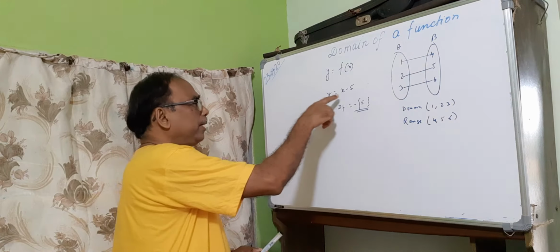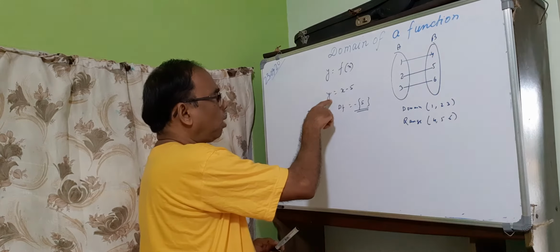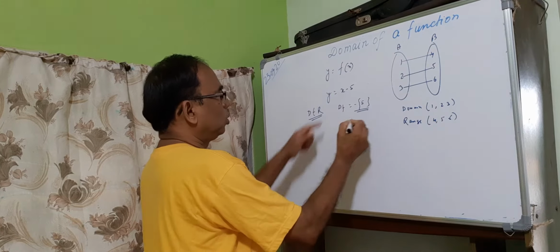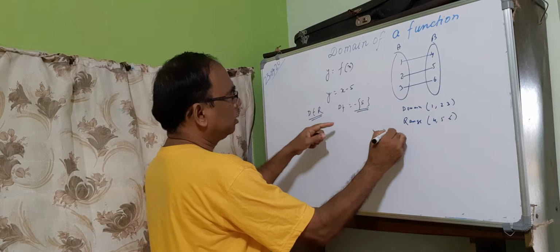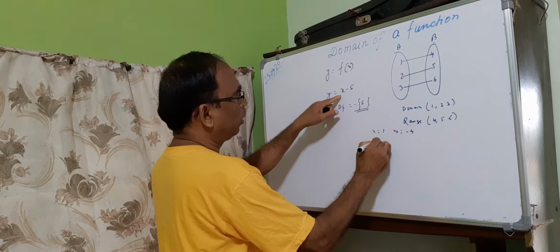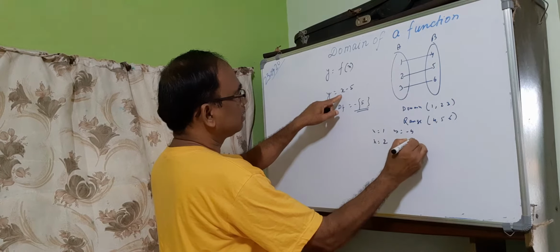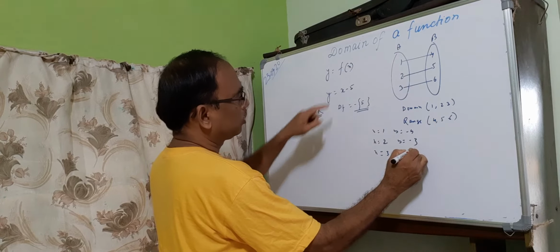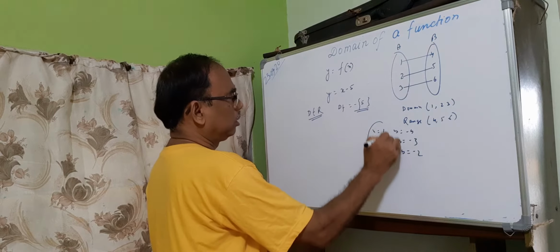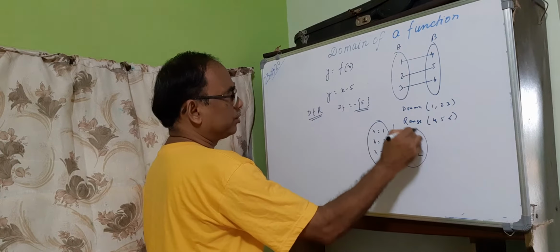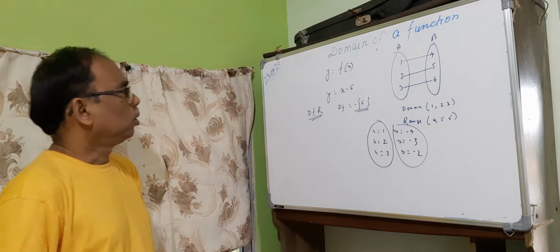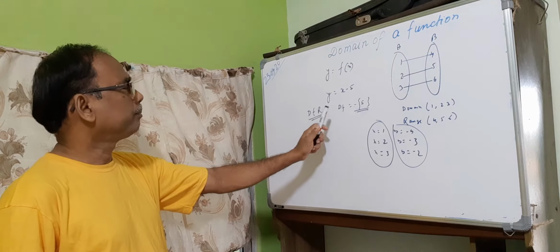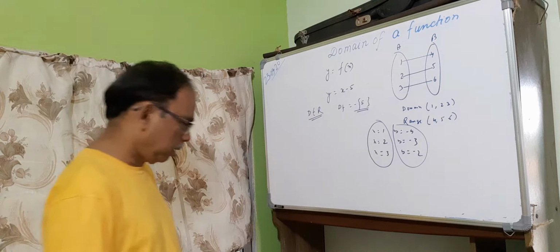Suppose if you write domain is f(6), here domain is 1, y is minus 4. When x equals 1, then y is minus 4. When x equals 2, y is minus 3. When x equals 3, y is minus 2. These are domain and these are range. In this case, domain of the function is any real number except 5.